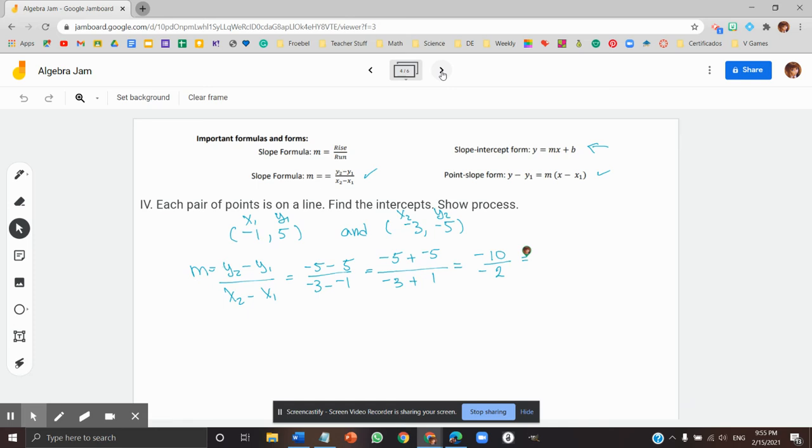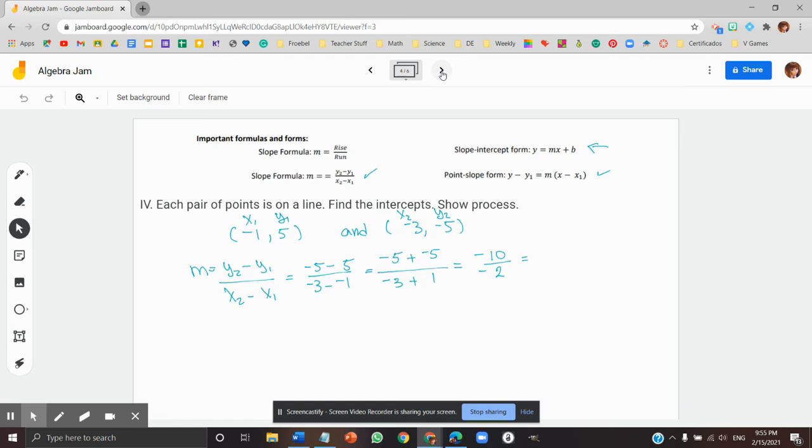So now I can simplify them, right? I have negative over negative. That means it's going to be positive. That is a division right there. And when I multiply or divide two negative numbers, my answer is going to be a positive number.